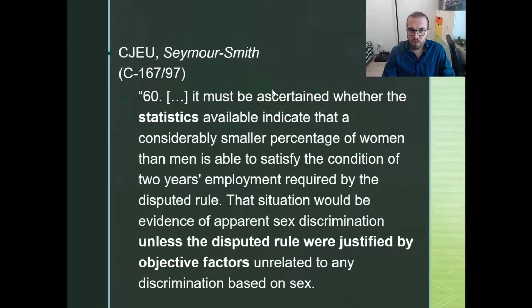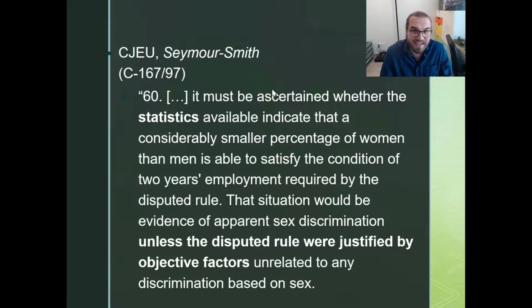Seymour Smith, I will cover very quickly. It's the possibility of using statistics, but I've already said quite a lot speaking about the European Convention of Human Rights. So yes, the Court of Justice accepts statistics to prove indirect discrimination, and you have, of course, to prove that in this case, a smaller percentage of women are able to satisfy the condition. If you're curious, this was the UK legal order where you had to have 2 years of seniority in the same company before enjoying protection against unjustified dismissal. And there was a case that argued that more men than women were able to reach these 2 years condition.